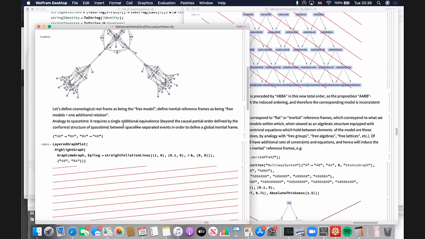If you only add one additional relation, if there's only one equivalence made between space-like separated events, then the only thing that you can uniquely define is a global inertial frame. If you have two equivalences between two different pairs of space-like separated events, then you start to get into the realm of accelerating frames and curvature and things like that.